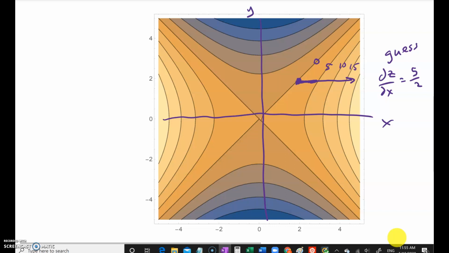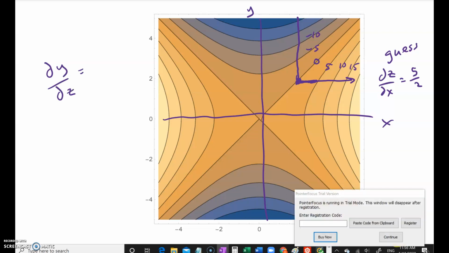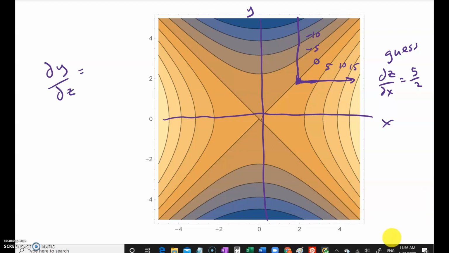Okay. Now y on the other hand, if I go this direction, the blue is going down. So this is -5, -10. And so I can see whatever dz dy is, that's going to be negative. Now, what exactly? Well, maybe -2.5 or something like that. Okay, but let's get to the actual definition now.